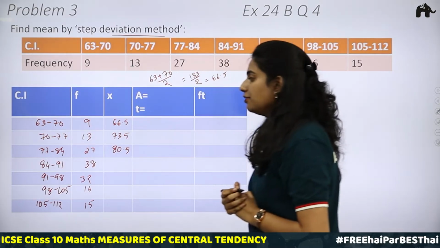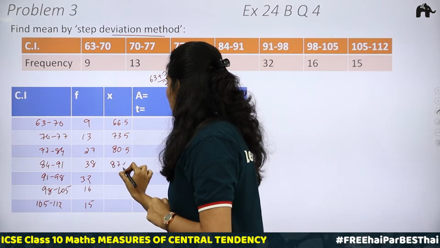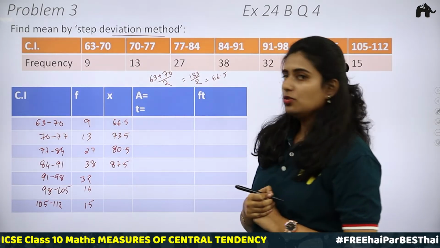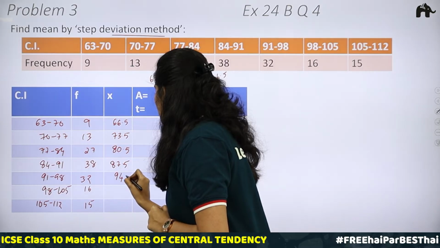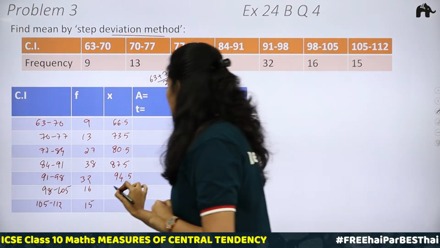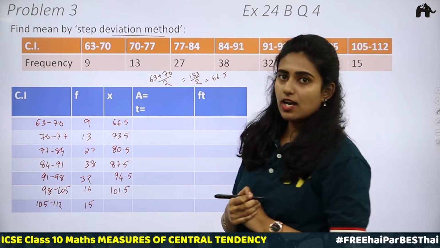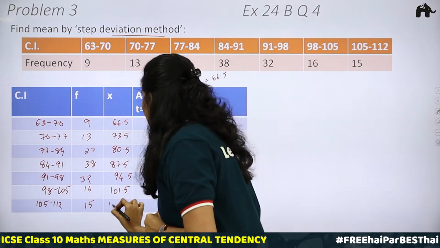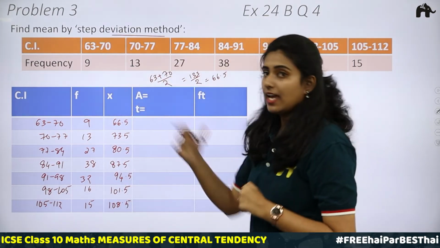80.5. 84 to 91, you will be getting 87.5. 91 to 98, you will be getting 94.5. 98 to 105, you will be getting 101.5. 105 to 112, you will be getting 108.5. So, these are the mid values, that is the x values.